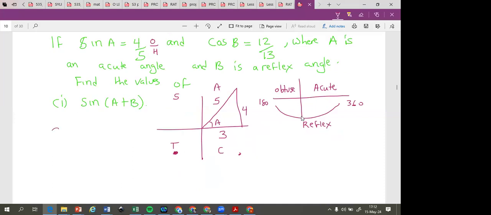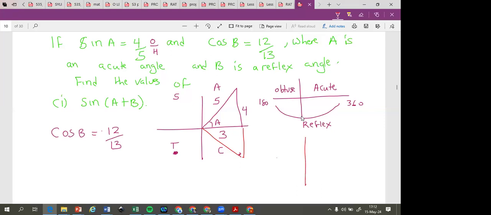Why? Because when you look at the cos being given, cos of B is 12 out of 13. This is positive. So it is an indicator that it is not going to be in the third quadrant. It is going to be here because cos is positive. If it was negative, you would have put it in the third quadrant. But since here it has been given as positive, it is in the fourth quadrant. So this is how you draw your thing.